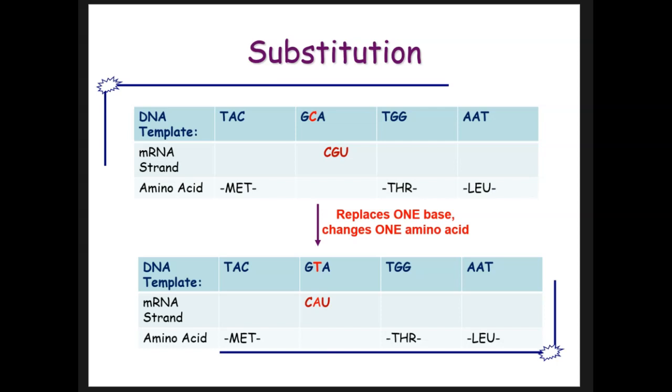So this is substitutions, also referred to as point mutation. Substitutions occur when a nucleotide is replaced with a different nucleotide in the DNA sequence. The most common substitutions involve the switching of adenine and guanine, or cytosine and thymine. Since the total number of nucleotides is conserved, this type of mutation only affects the codon for a single amino acid. One base replaces another, and it changes one amino acid.